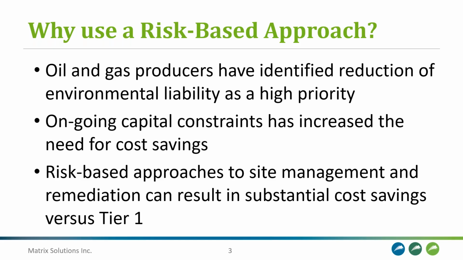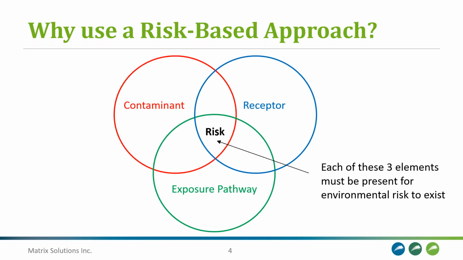So we saw the contaminant, receptor, exposure pathway Venn diagram from one of the earlier talks in this session. And as mentioned, each of these 3 elements must be present for environmental risk to exist. For example, if you have a contaminant and an exposure pathway, but there is no receptor, then there is no risk. So this relationship makes it possible to leave contaminants in place with no risk to receptors, where there's either no receptor or no exposure pathway present. The conceptual site model tells us the relationship between the contaminants or sources, receptors, and the exposure pathways for each site.